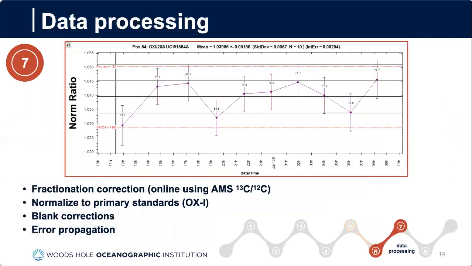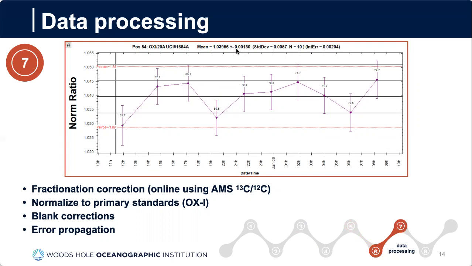The C14 to C12 ratios we get from the AMS system are corrected for fractionation using the AMS C13 to C12 ratios. And they're also normalized to our primary standards, which are OX1. These are modern standards, and so we're determining the fraction modern, or the deviation of a sample's radiocarbon content from this modern standard. This plot here is showing the normalized ratio of an OX1 standard measured 10 times, as we typically do for each sample, standard and blank. The fraction modern is an average of these 10 measurements and the accompanying standard error.